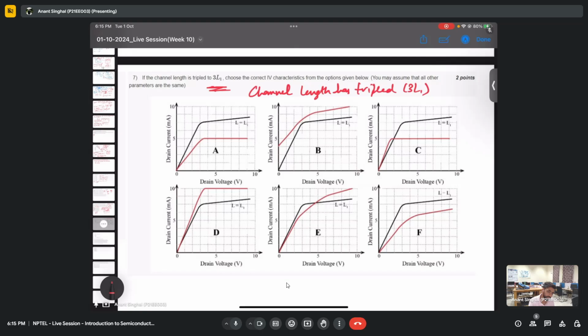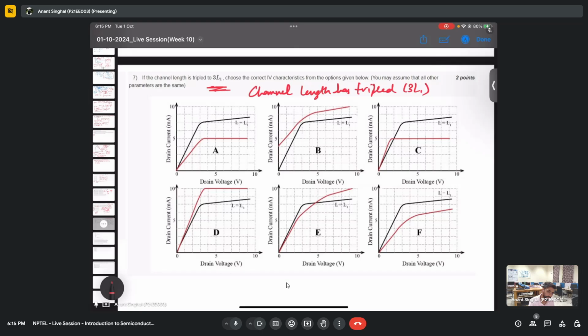You are going in the right direction. So first of all, the current will be less. That is fine. So I'm removing these three. So either it will be A or C or F. So first thing is I on will be less, or IDS I'm writing, IDS will be less. The second thing is VT.